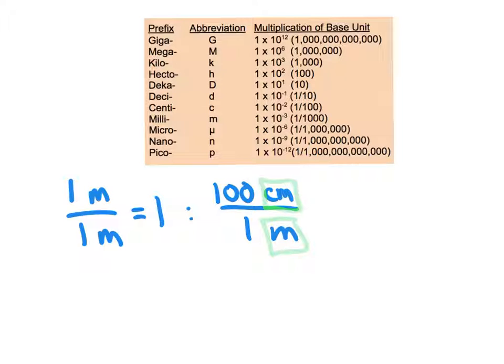So for example, if I had 1 meter and I multiplied this, I could turn it into 100 centimeters, but I still have the same amount of length. Also, the other thing that you should notice is if I turn this fraction upside down, so if I put 1 meter on top and 100 centimeters on the bottom, the fraction is still equivalent. All of these fractions are equal, and they all equal 1, and this is how dimensional analysis works.